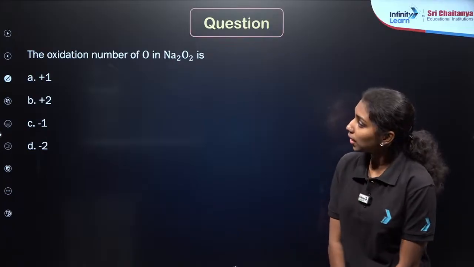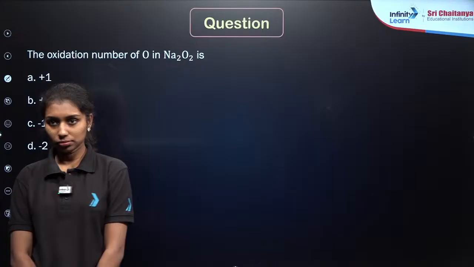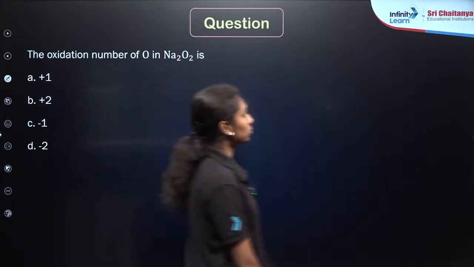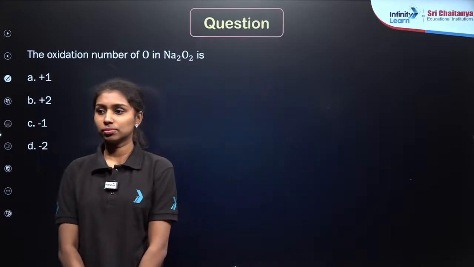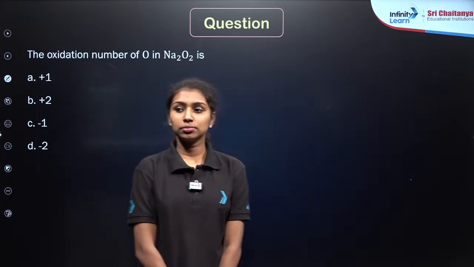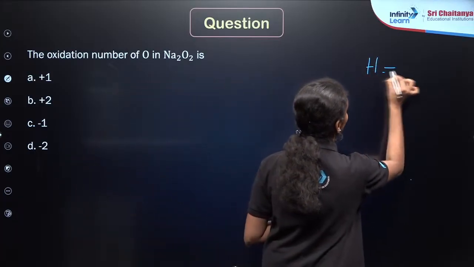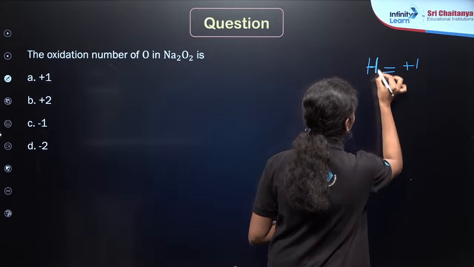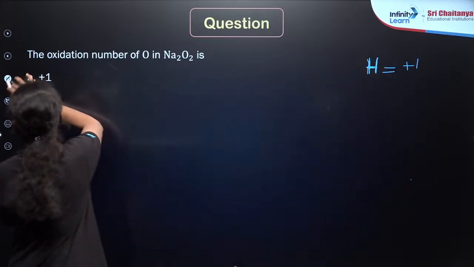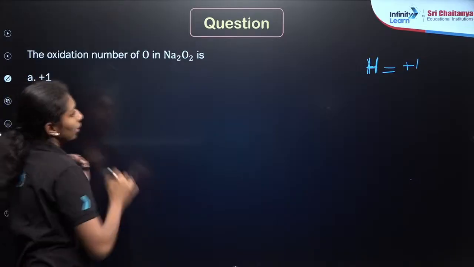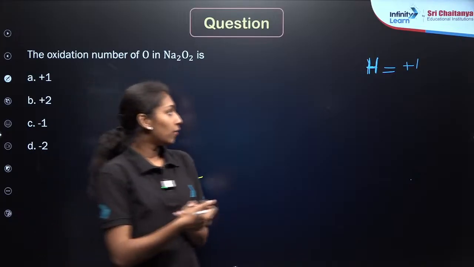So this is another question based on the oxidation number. Okay, first in the case of general elements, hydrogen, right? Hydrogen is having the oxidation number of +1 in all the cases. Again, some exceptions are there, but in general, hydrogen is having the oxidation number of +1. Then, if you are talking about the first group elements, right? First group elements. What are the first group elements?